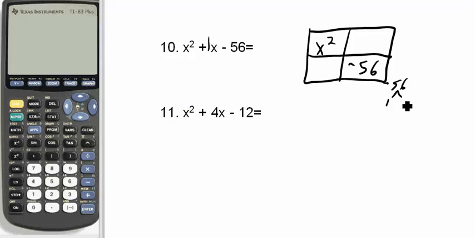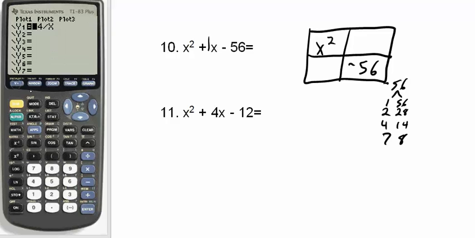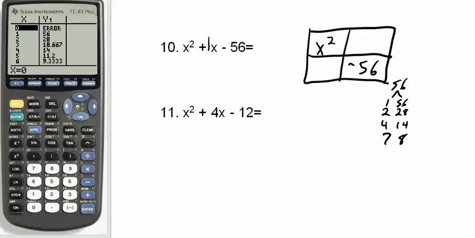So factors of 56 are 1 and 56, 2, 28, 3 doesn't go into it, 4 goes into it 14 times, 5 doesn't go into it, 6 doesn't go into it, 7 and 8. And again, you can use a calculator if you need to. Just use 56. You have all your factors.